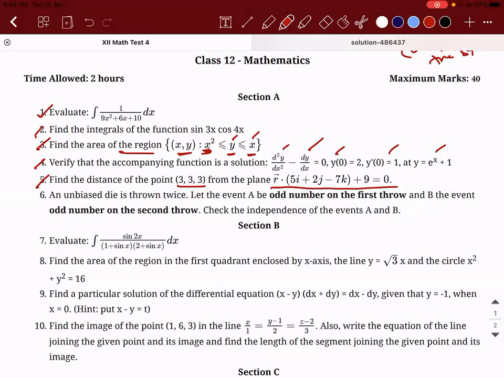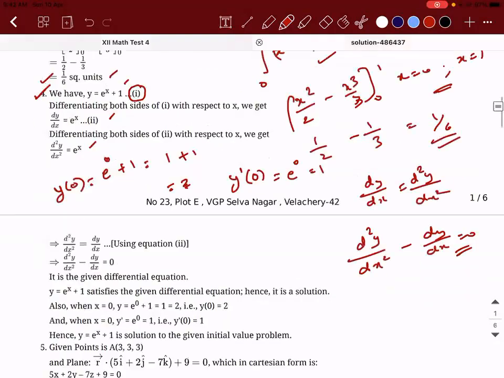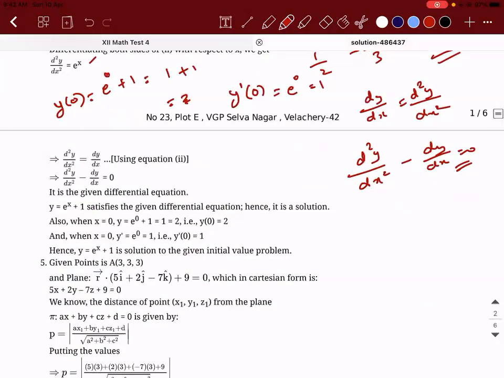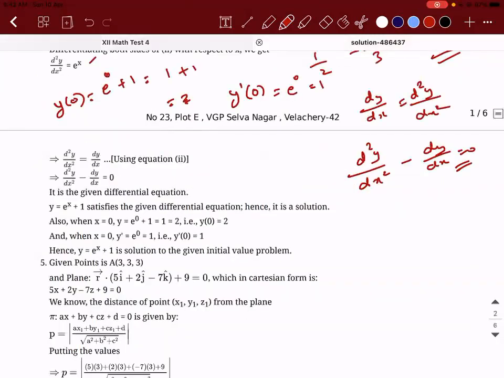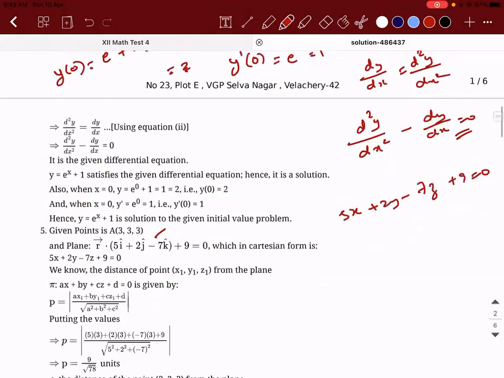Okay. See, always I would suggest you one thing. Remember, whenever they have given you the vector form, convert it to Cartesian form. Then the question will become easier. So this is the equation, right? It becomes 5x plus 2y minus 7z plus 9 is equal to 0. Accepted?